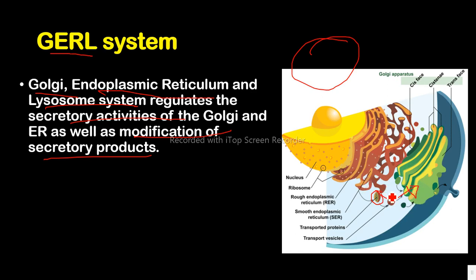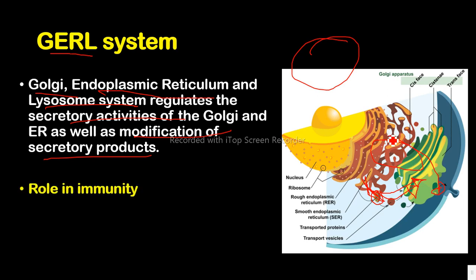And if the vesicle contains lytic enzymes, and remember enzymes are formed from where? By protein synthesis. From where? From the endoplasmic reticulum. So if you move and you contain the lytic enzymes, then you are a lysosome. So you pinch off from the ER into the Golgi body, and then you pinch off. The whole of this system works within that principle.